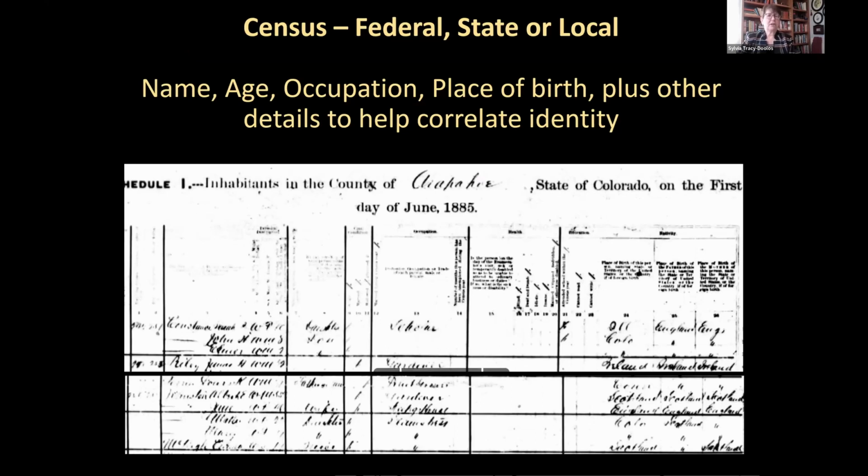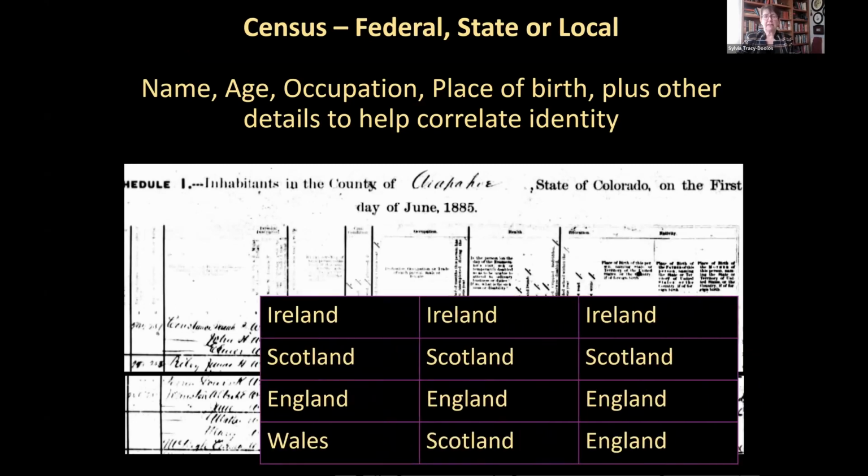I like this example as well. This is a Colorado census for 1885. It asks for the name, occupation, place of birth, and some other details that can help us correlate information. I know it's really difficult to read this copy, but to me, the exciting thing with this one is that it asks where you're born and also where your parents are born.